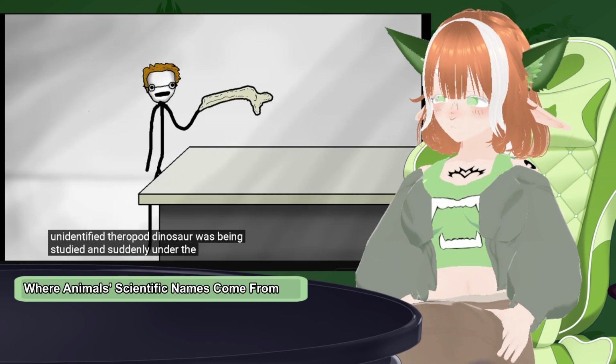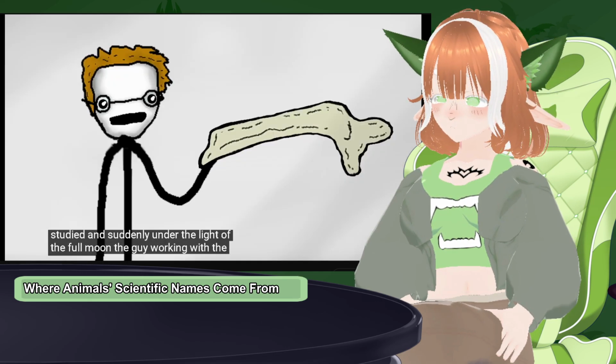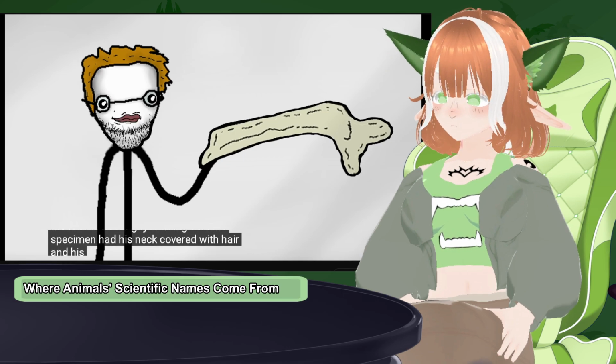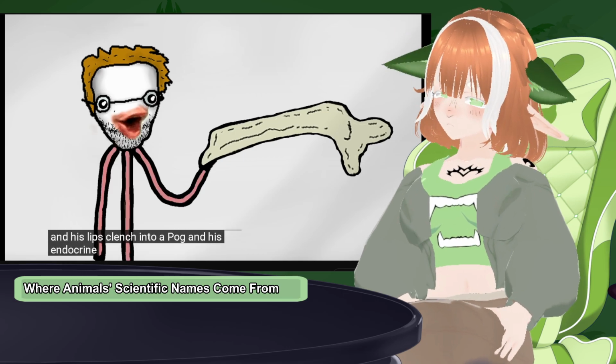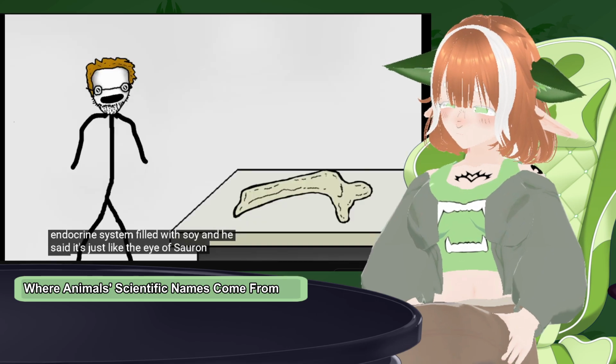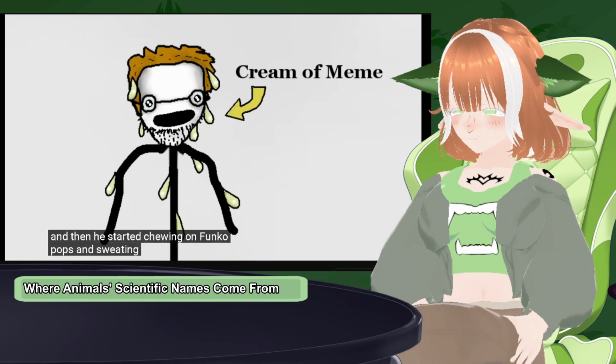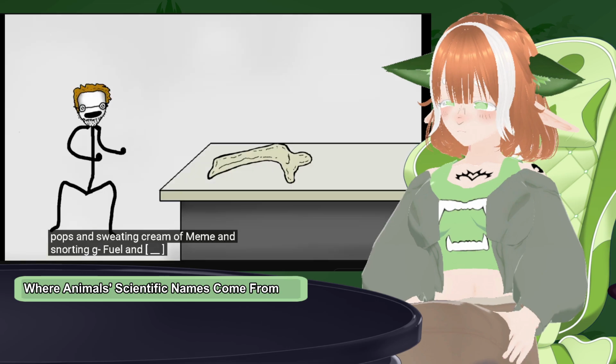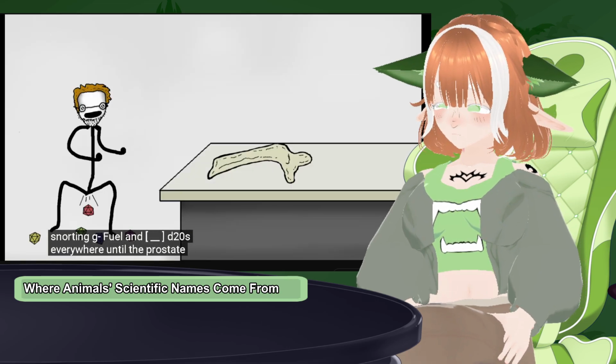And suddenly, under the light of the full moon, the guy working with the specimen had his neck covered with hair and his lips clenched into a pog and his endocrine system filled with soy, and he said, it's just like the eye of Sauron. And then he started chewing on Funko Pops and sweating cream of meme and snorting G Fuel and shitting D20s everywhere until the prostate stimulation made him.